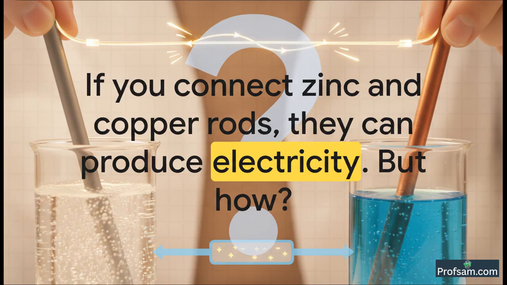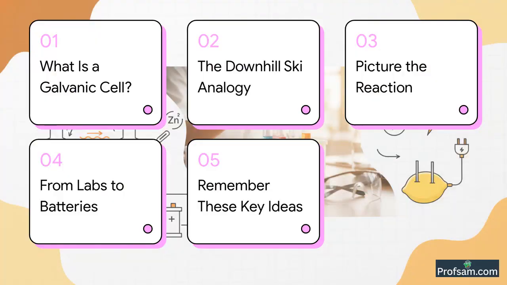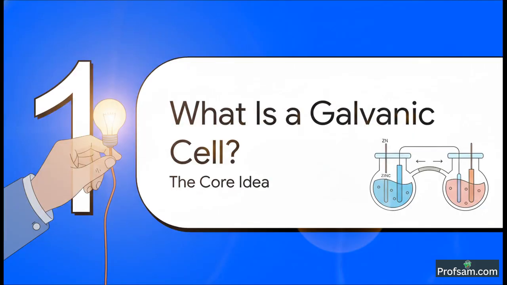But the real question is, how? How does this chemistry actually create an electrical current? Let's find out. To really understand this properly, we are going to break it down. We'll start with the basics of what a galvanic cell is, then use a simple analogy to make it stick, and then we will see exactly how it works in practice, right down to the batteries you use every day. So, let's get started. First up, what exactly is a galvanic cell?